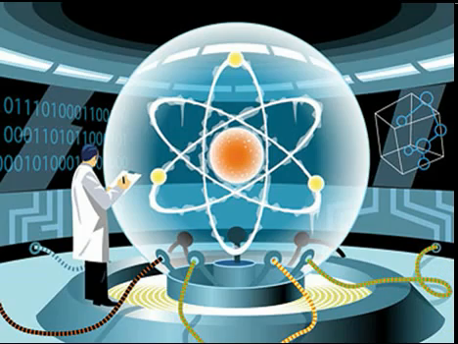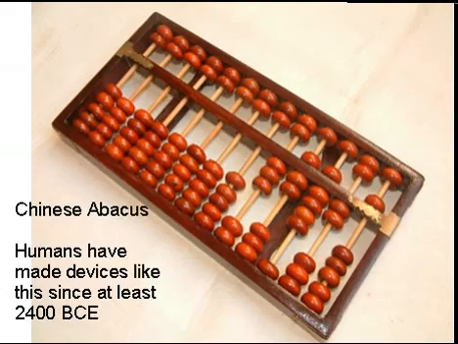And the reason the history is so old is because human beings have been counting for tens of thousands of years. And even as long ago as 4,000 years ago, we first started making machines to help us count and help us to remember the answers to the problems, the math problems that we've created. This is an example of one of those early machines.